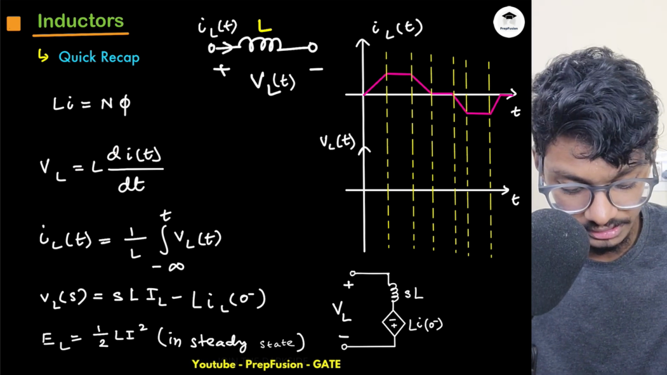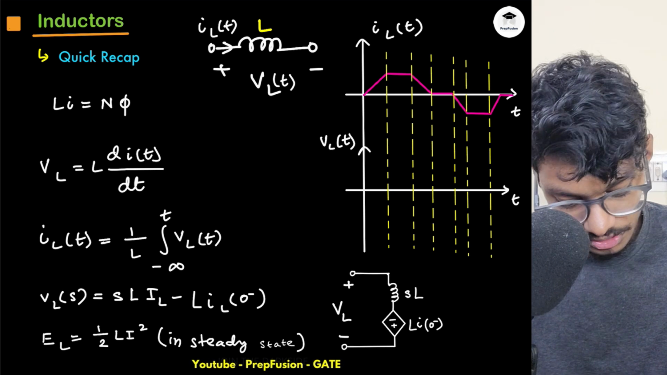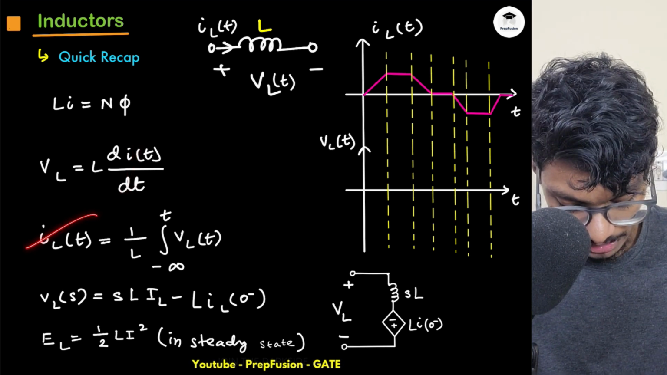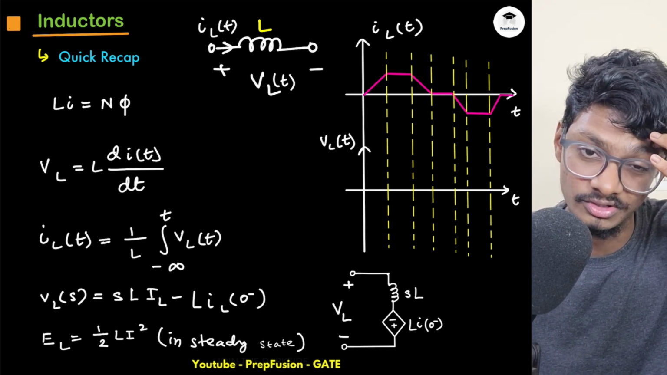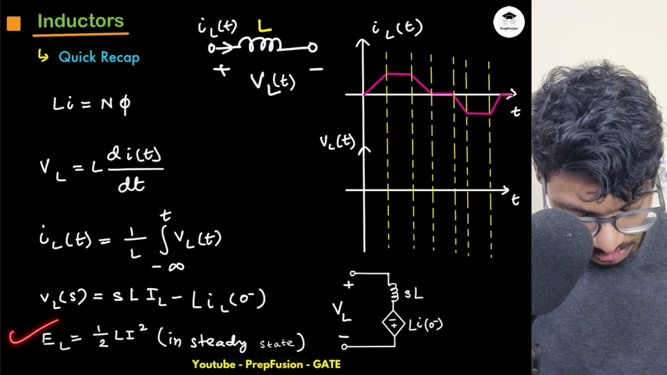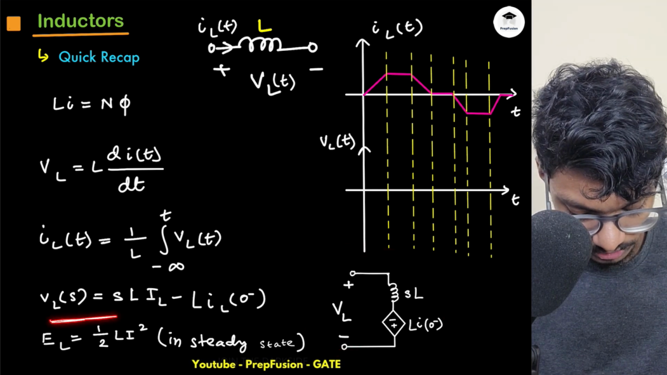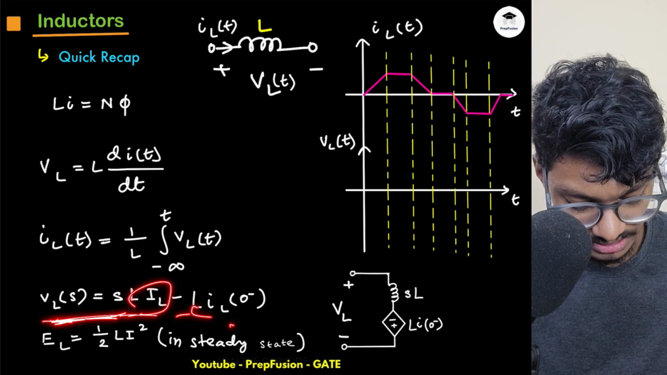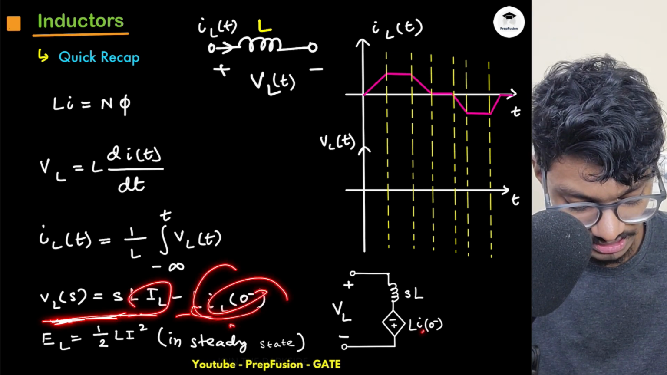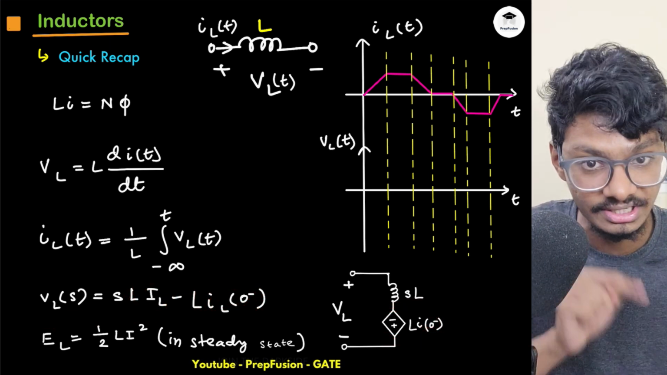The property of an inductor is that it doesn't allow sudden change of current. If you do the Laplace, as you have studied in network theory, the equivalent Laplace circuit will be something like this. VL of s will be sL IL of s minus L IL of 0 minus. This is the initial condition, so whatever voltage develops depends on the initial current across the inductor.